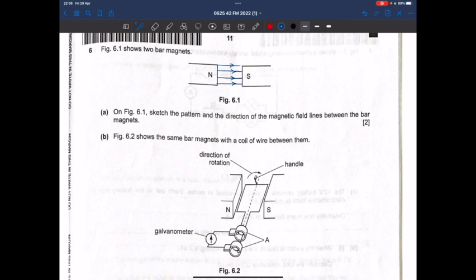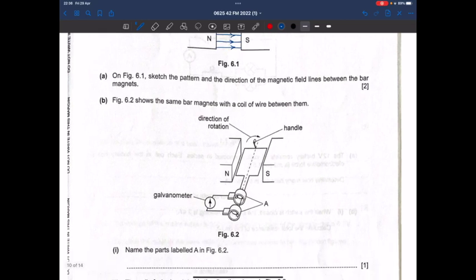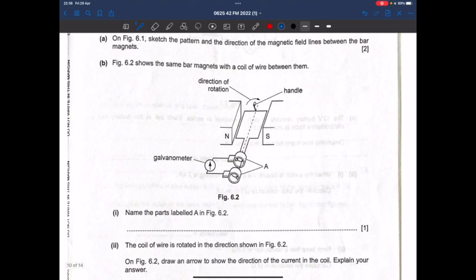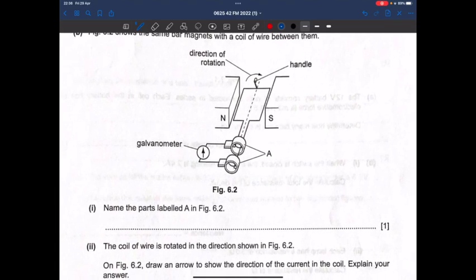Figure 6.2 shows the same magnet with a coil of wire between them. They said, name the part labeled A in figure 6.2. This part is two slip rings. So we have two slip rings or two split commutators. They are not splitting here. This is just two complete rings. So I'm going to write it's two slip rings.